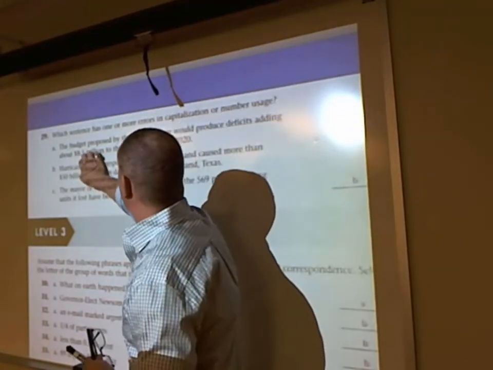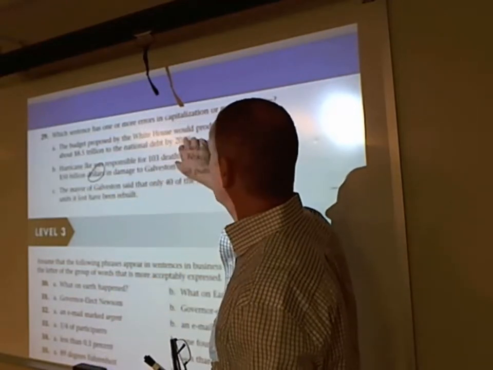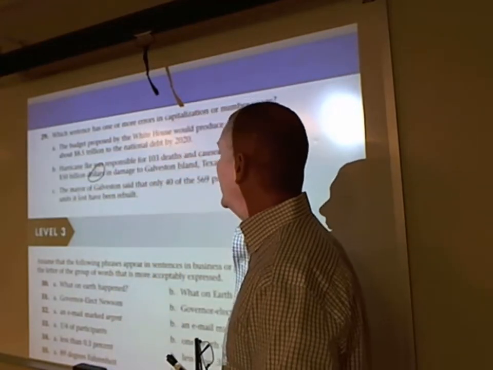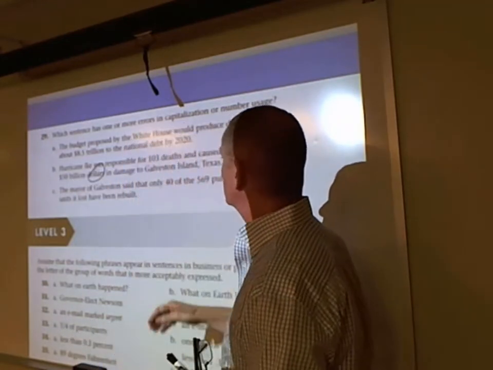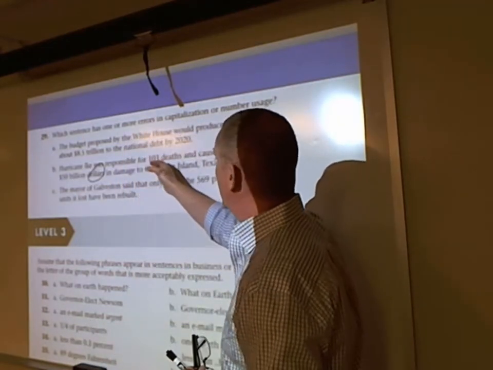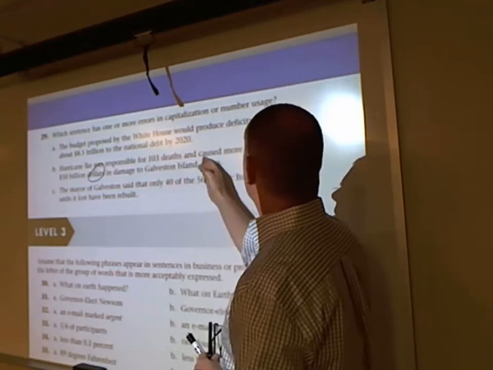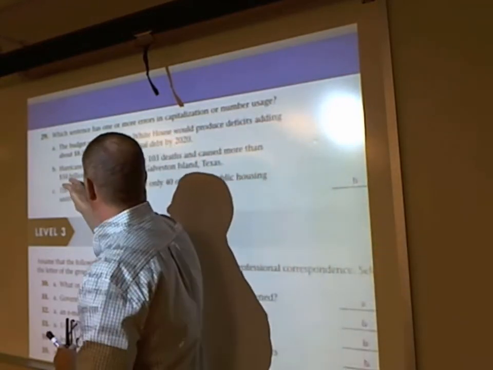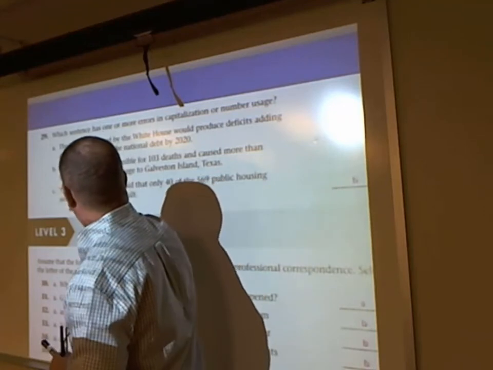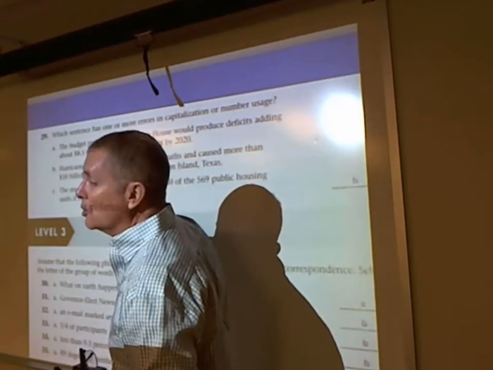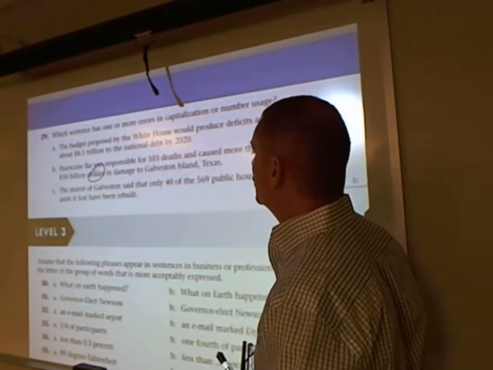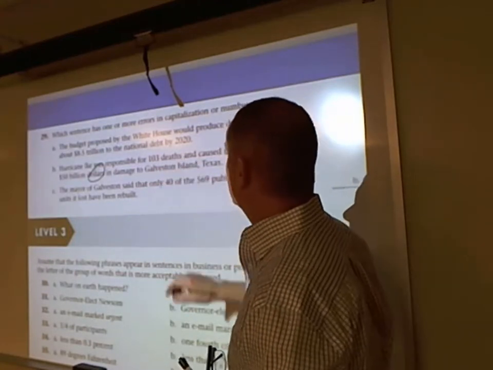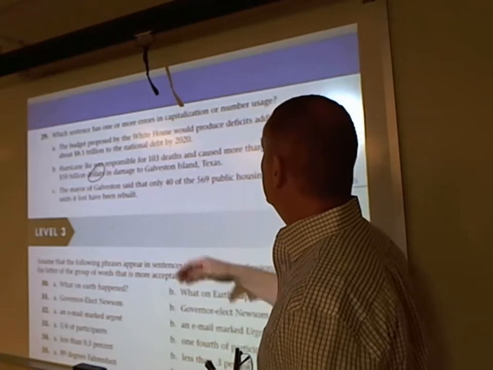Hurricane Ike, name of a hurricane, it's capitalized, was responsible for numbers above 10, so it's a figure, and cause more than $50 billion. This part is correct, but they added the word dollars, which is not correct. So letter B is going to be the incorrect answer. Galveston Island is the city. It's capitalized, as is the state. But dollars is wrong. So letter B is the answer that we want to use.